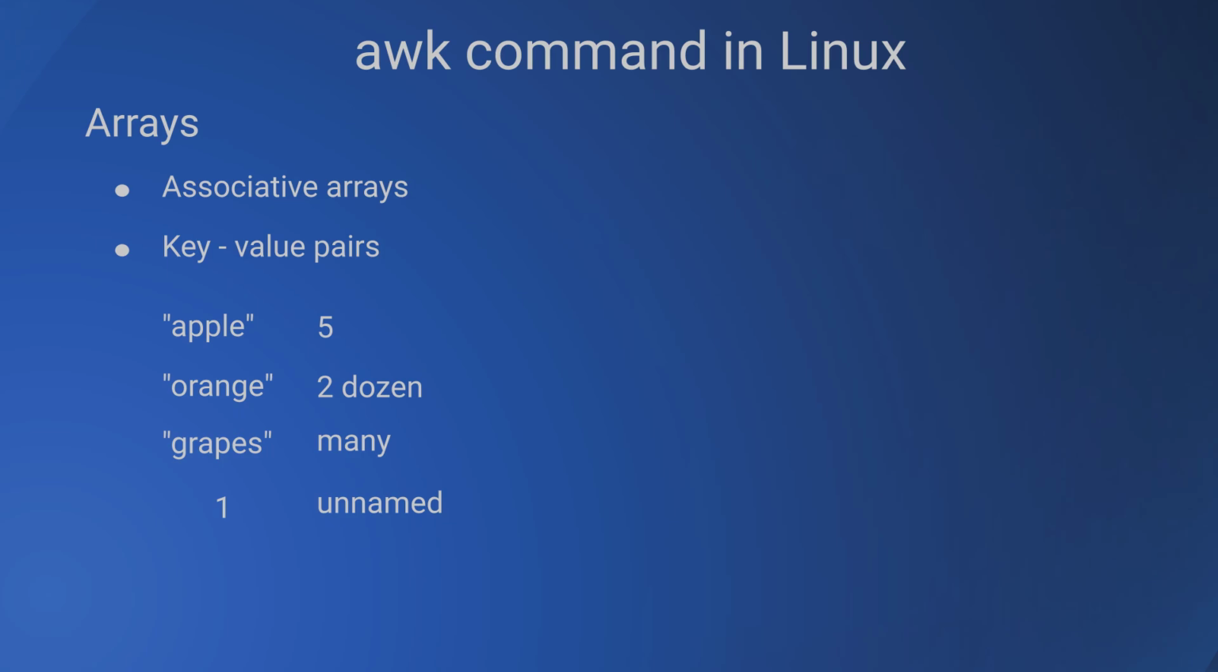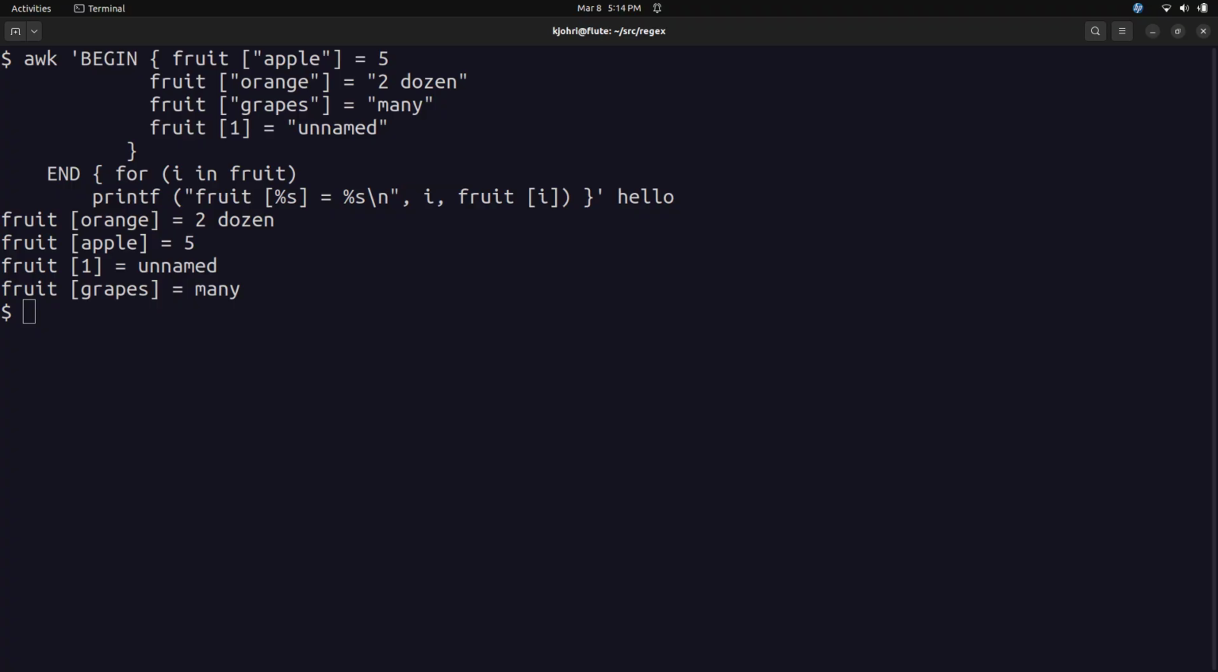Since awk converts number to string and vice versa based on context, the last element, index 1, is automatically converted into a string. We can say there is an array fruit. Fruit apple is 5, fruit orange is 2 dozen, fruit grapes is many, and fruit 1 is unnamed. And we can print it. The order of elements is not definite. It can be any order. There is no such thing as the 0th element or the first element, etc. We'll look at the order of elements a little more.